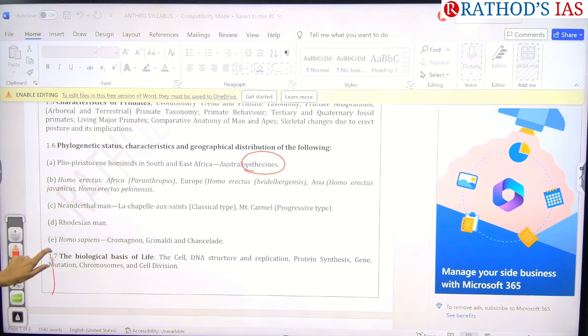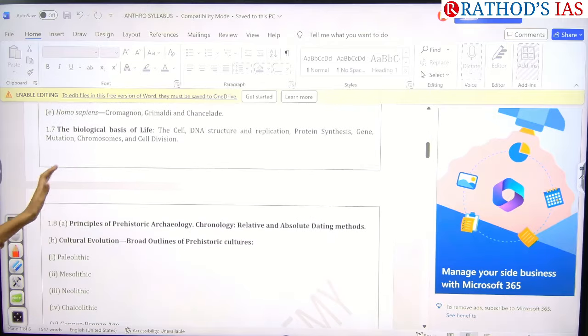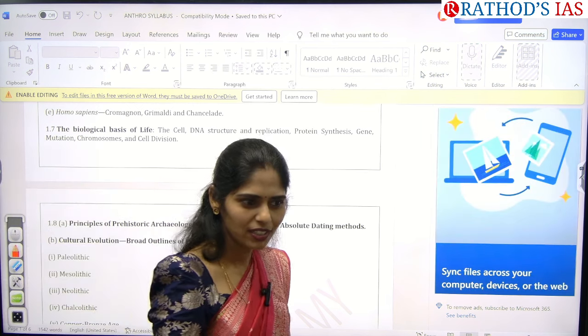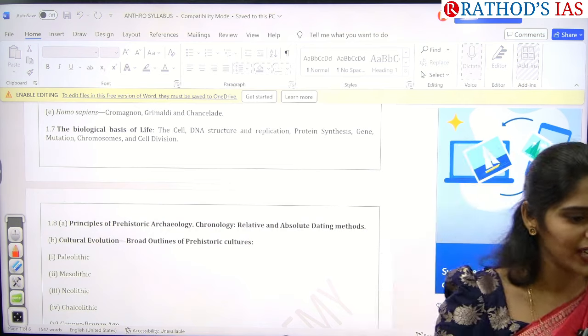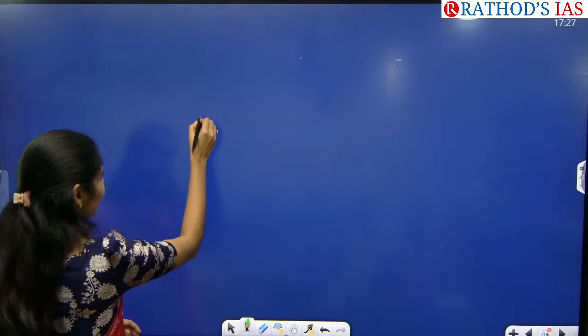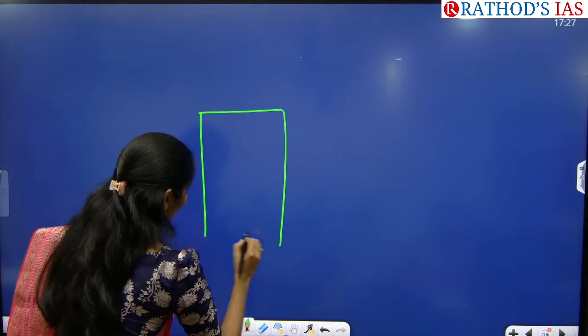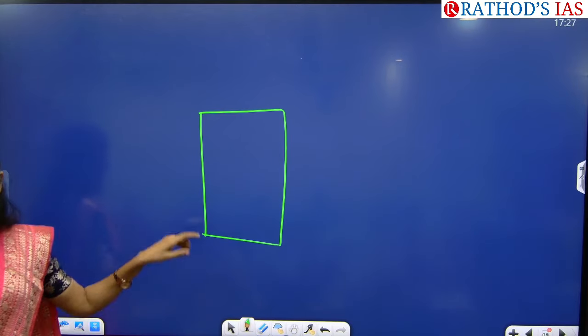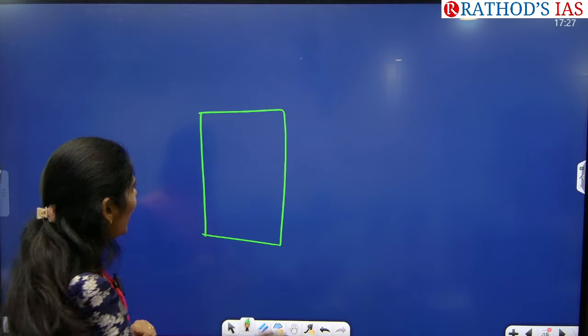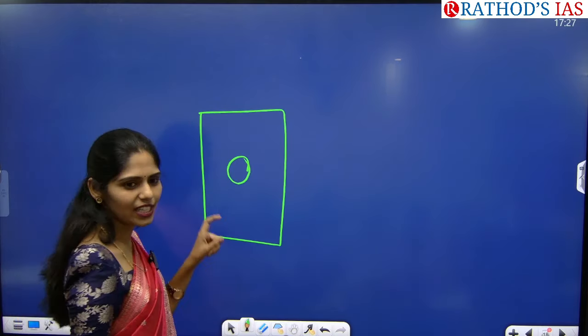And here 1.7 is about cell, DNA structure, protein synthesis, gene mutation, chromosome and cell division. So what is a cell? A cell is the basic structure of an organism. Let us go back to the biology for some time. So this is a cell, covered by a membrane called the plasma membrane.